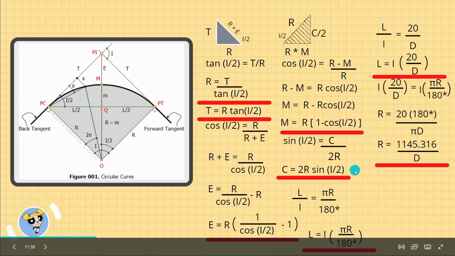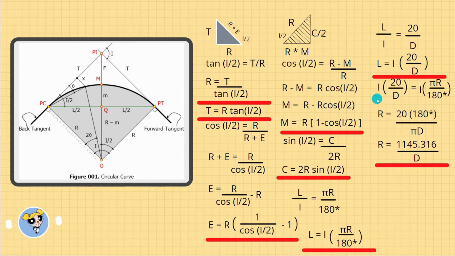Okay, so we then equate the two L's, this one and this one, giving us an equation of I multiplied by 20 over D is equal to I multiplied by pi r over 180 degrees. Cancel I, we get R is equal to 20 multiplied by 180 degrees over pi D, which is equivalent to R equals 1145.316 over D.